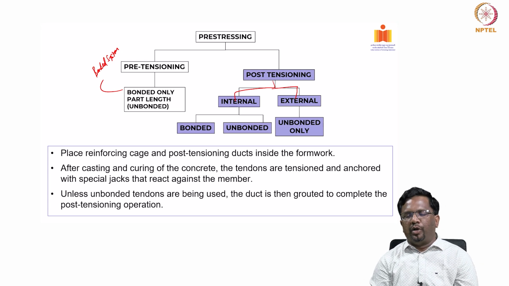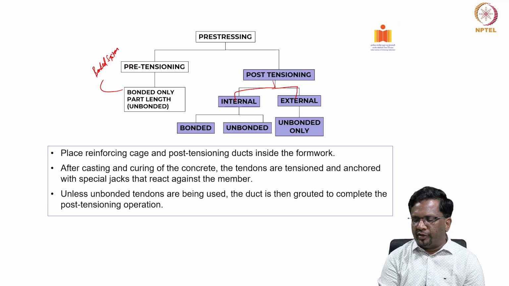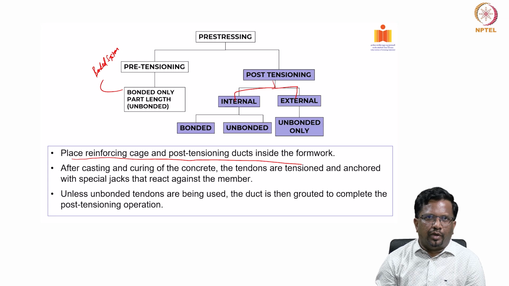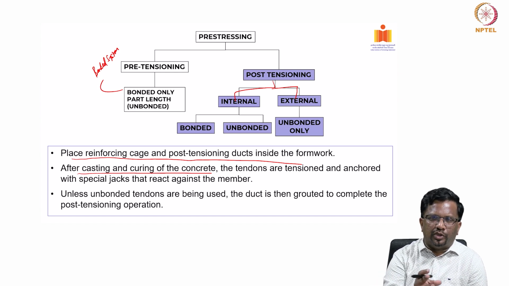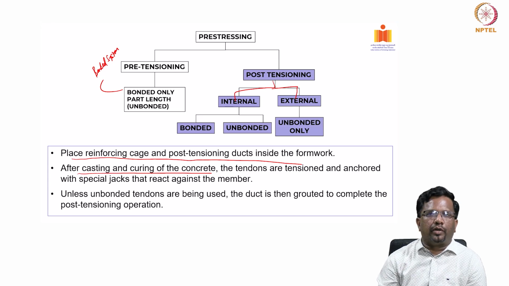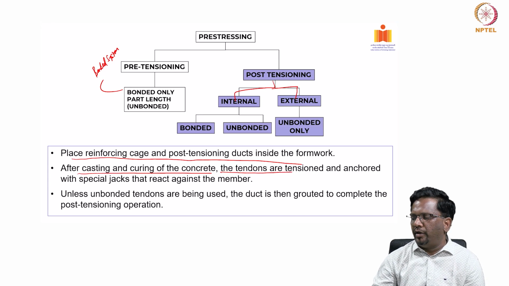Okay. Now, what do we do in post-tensioning? We first place the reinforcing cage and post-tensioning ducts inside the formwork, right, and then we do the casting and curing of the concrete. Now please note that we have not tensioned the steel yet, already we have poured the concrete, but the tendons and duct through which the tendons go through are already in place. Now, after concrete is cured, then you go ahead and tension the tendons and then they are anchored with special jacks that react against the member.